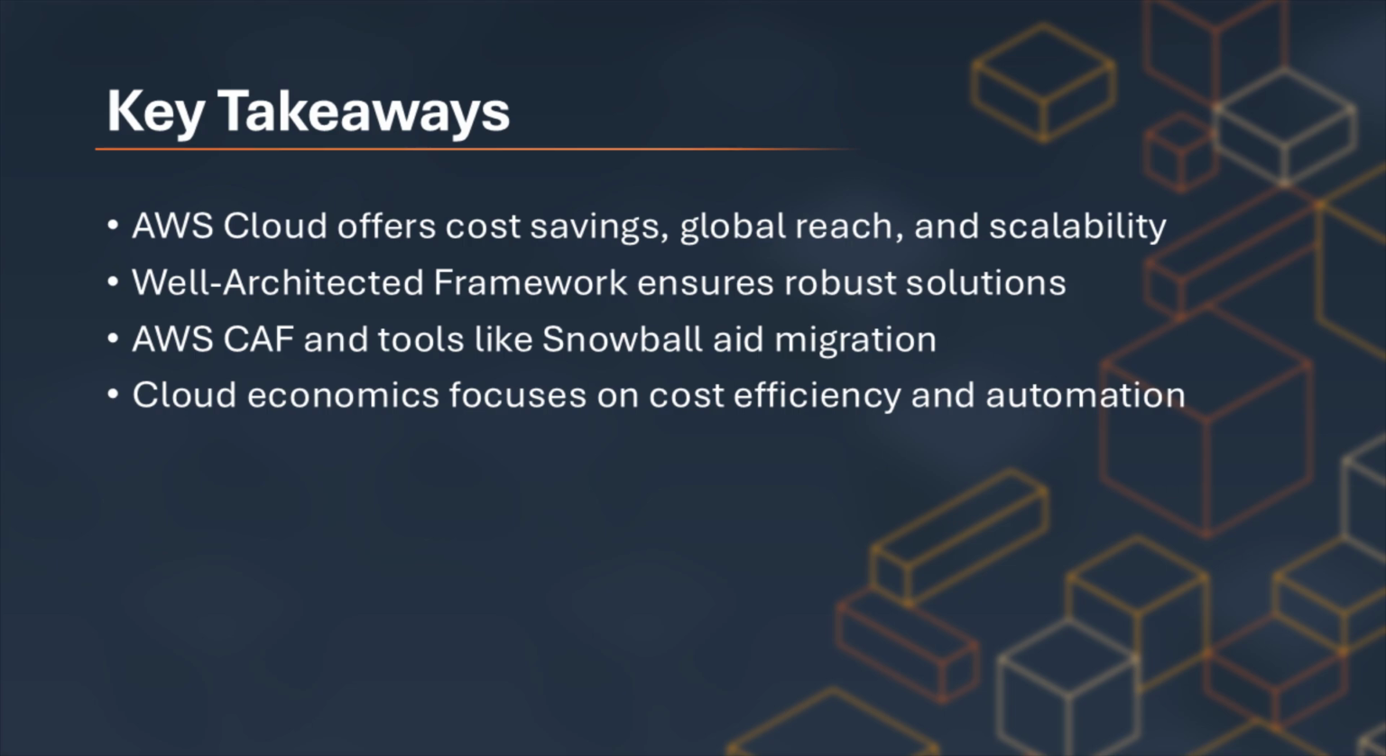Let's recap the key takeaways. The AWS Cloud delivers cost savings through economies of scale, global infrastructure for speed and reach, and elasticity for flexibility. The Well-Architected Framework ensures robust solutions with its 6 pillars. AWS CAF and tools like Snowball simplify migration, reducing risks and improving efficiency. Cloud economics focuses on variable costs, right-sizing, and automation to optimize expenses.